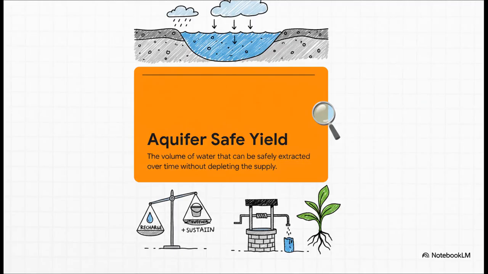This brings us to a really critical concept in managing our water, the aquifer safe yield. As the definition says, this isn't some random guess. It's a carefully calculated amount. It's the volume of water we know we can pull out of an aquifer over the long haul without doing permanent damage. If you go over that safe yield, the water table drops, wells can run dry, and in some places, the actual ground can start to sink. Staying within this limit, that is everything when it comes to sustainability.